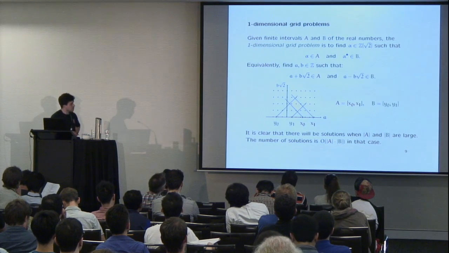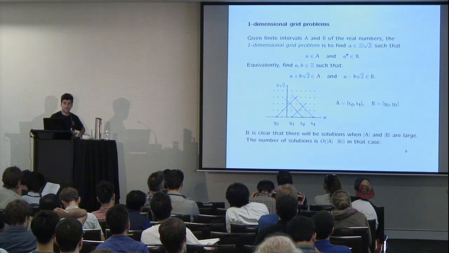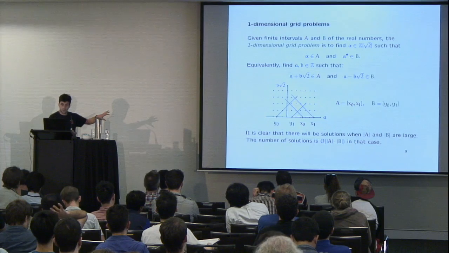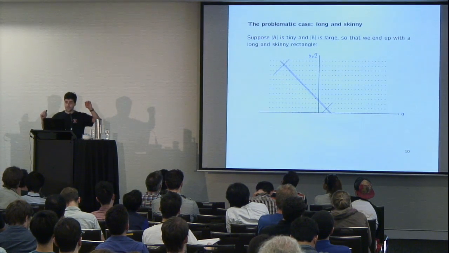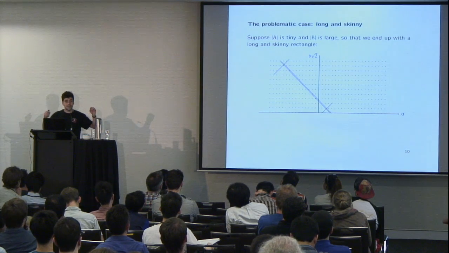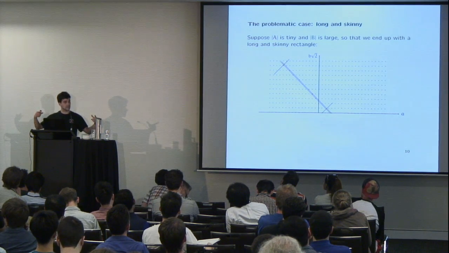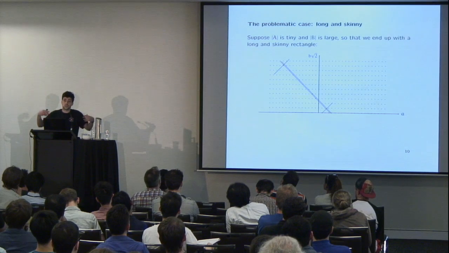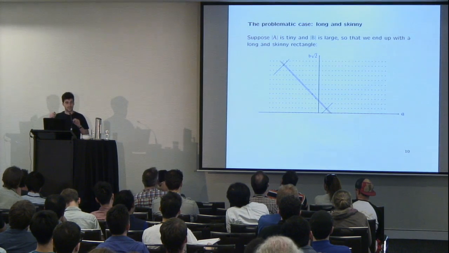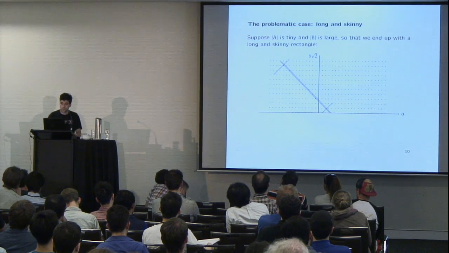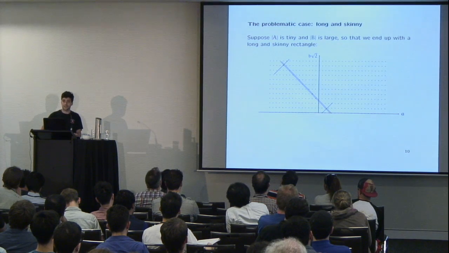Now, one thing that's a little trickier is when, instead of having a fat rectangle like this one, you have a very long and very skinny rectangle. In that case, the area of the rectangle is still big, so there should be many solutions, but you can no longer so straightforwardly look for the solutions along each of these axes. So the trick here is to use scaling.